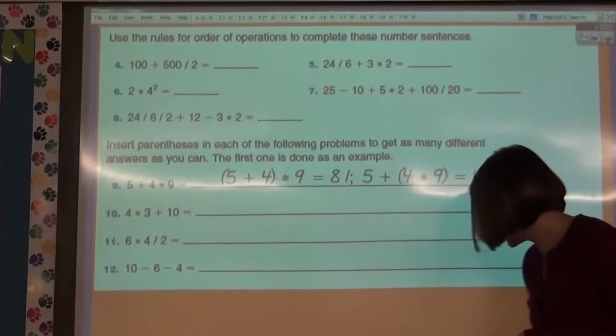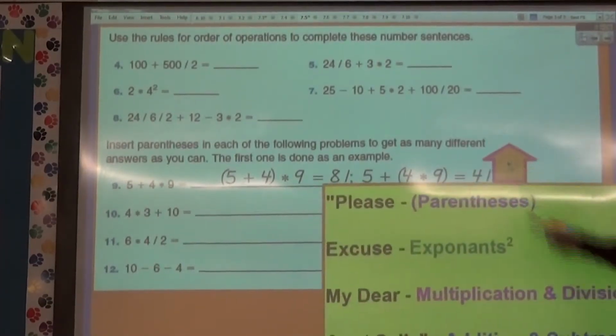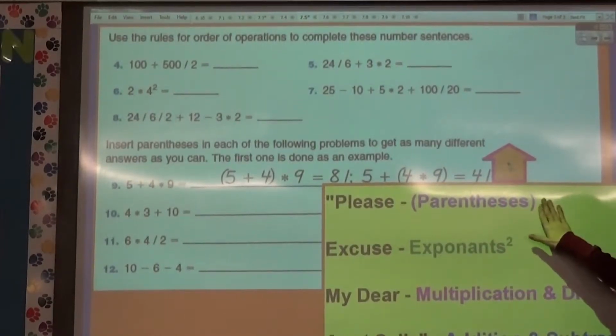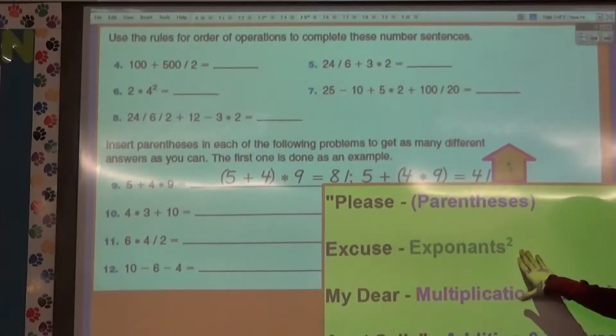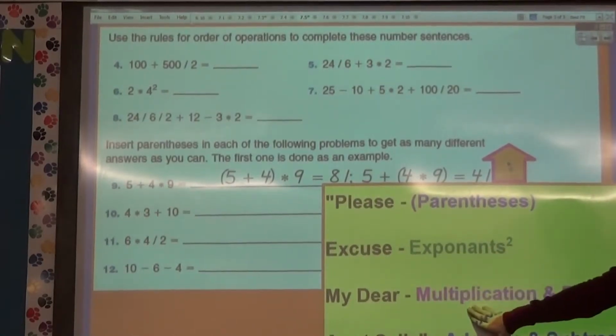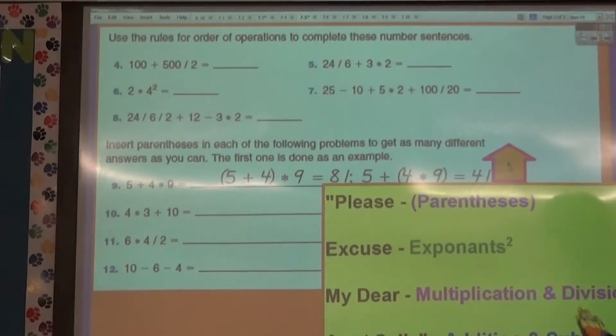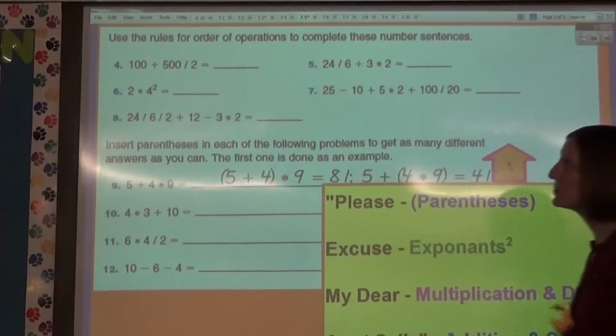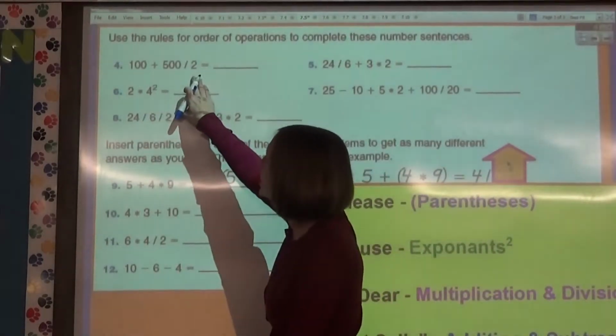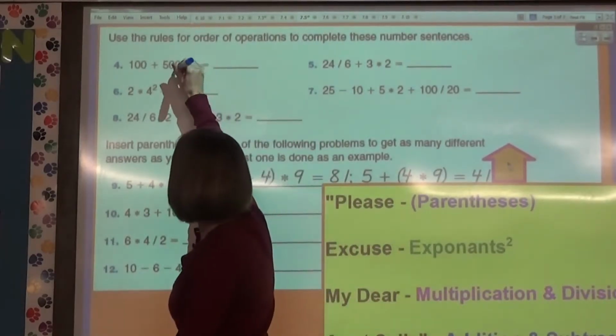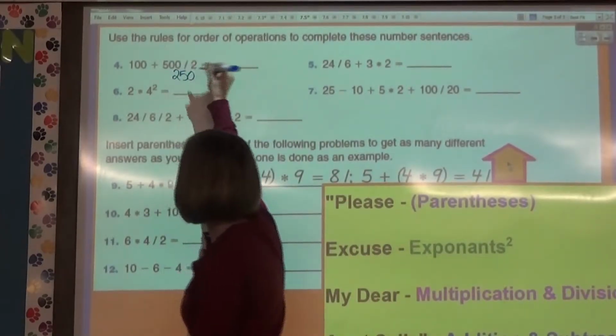So I've got my order of operations here in case I need it. In problem number 4, there aren't any parentheses, so I don't have to worry about parentheses. We don't have any exponents, so I don't have to do that. There's not any multiplication, but I do see a division part of the problem. We have 500 divided by 2. So 500 divided by 2 is 250.